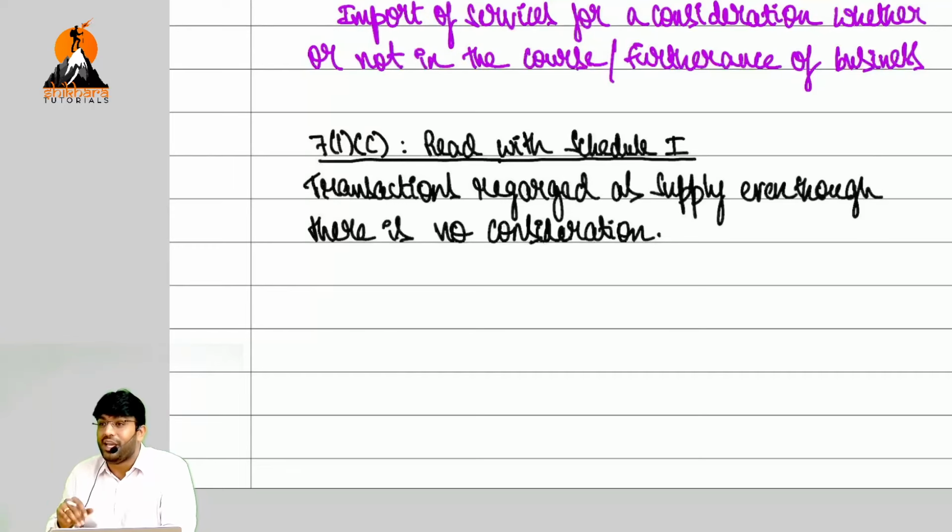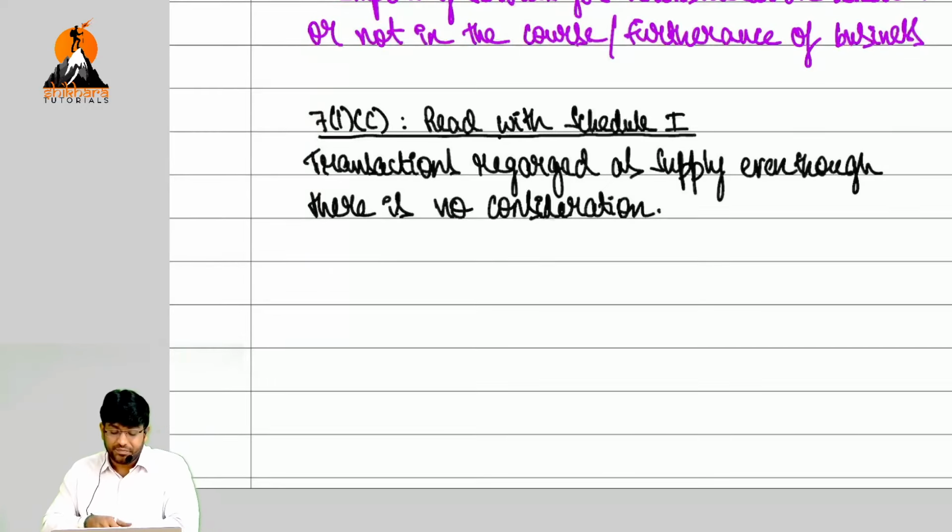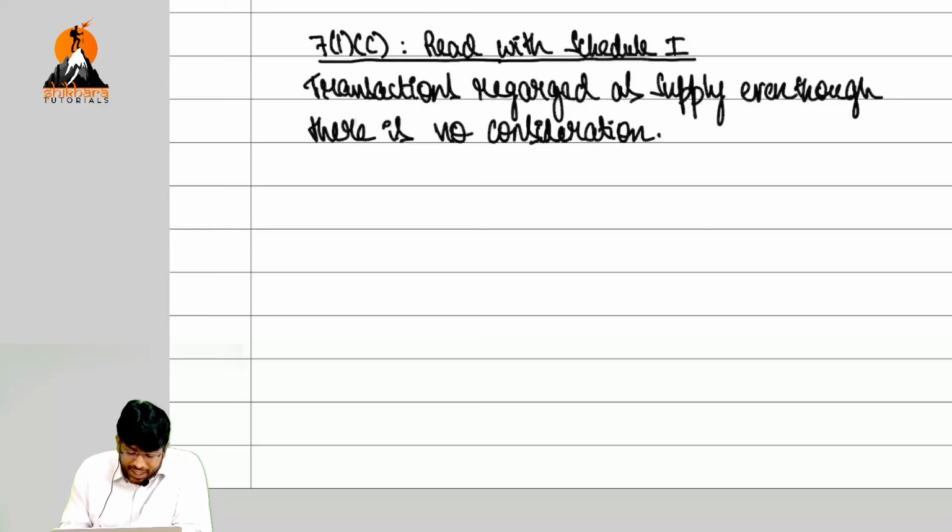So normally, only when money is there, people are trying to pay GST. And we're talking about cases where there is no consideration, but still pay GST. Dangerous, no friends? Come on, relax. 2 minutes, don't write, just concentrate. Transactions regarded as supply, even though there is no consideration. Let me tell you, my dear friends, there are 4 interesting points in this. I repeat once again, there are 4 interesting points which are regarded as supply, even though there is no consideration. Money is not there, but still it is a supply.